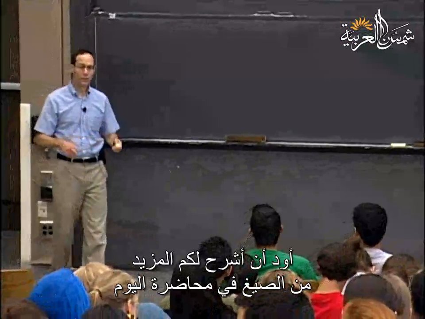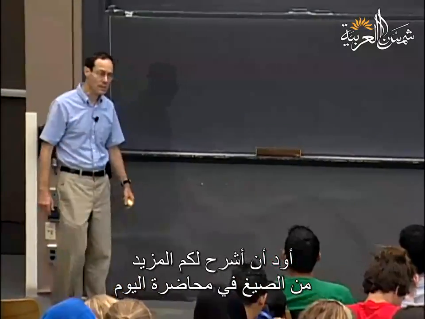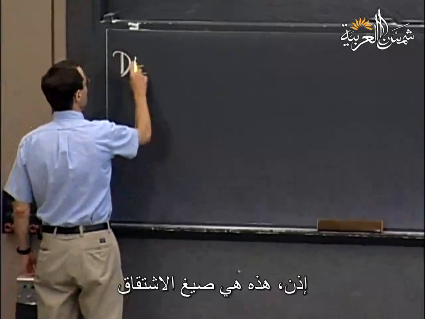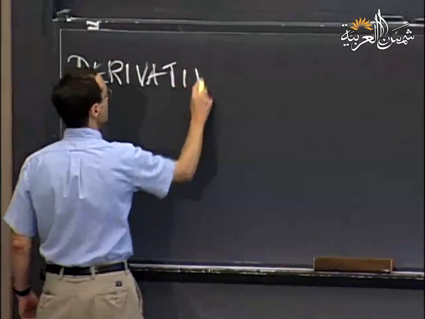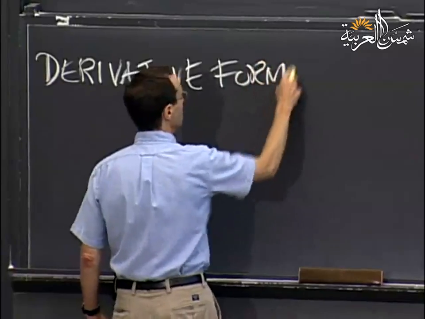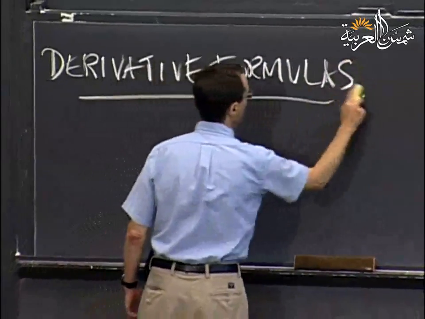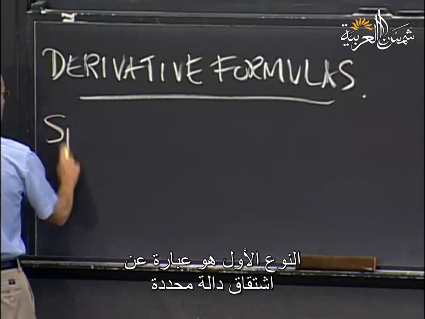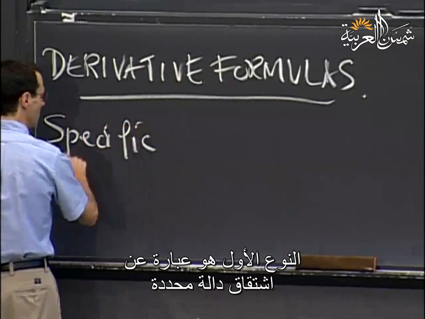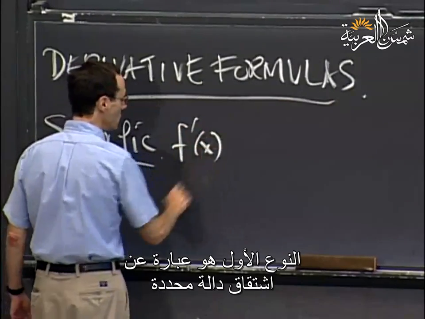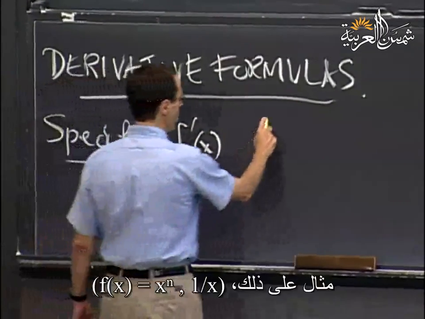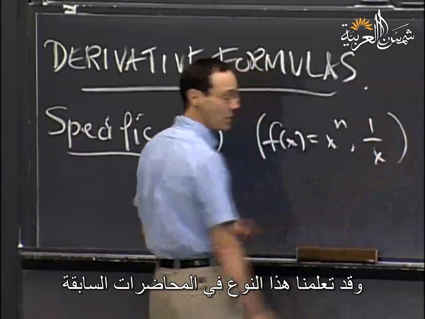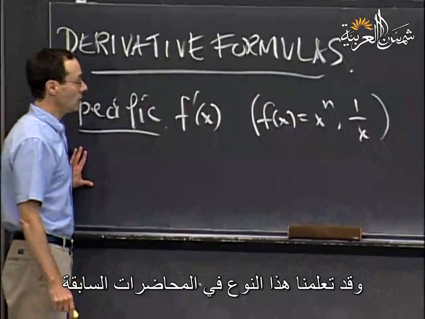In today's lecture, I want to develop several more formulas that will allow us to reach our goal of differentiating everything. So these are derivative formulas. And they come in two flavors. The first kind is specific. So some specific function we're giving the derivative of, and that would be, for example, x to the n or 1 over x. Those are the ones that we did a couple of lectures ago.